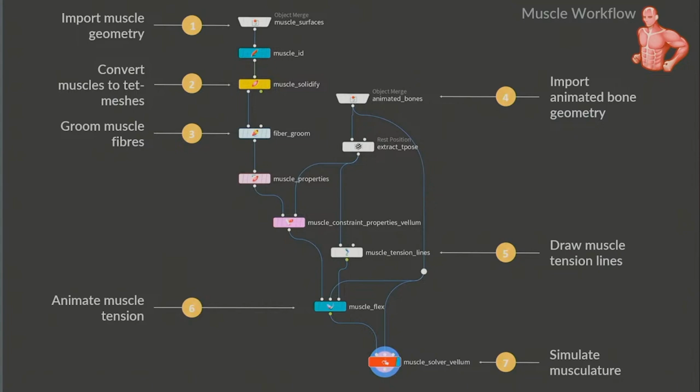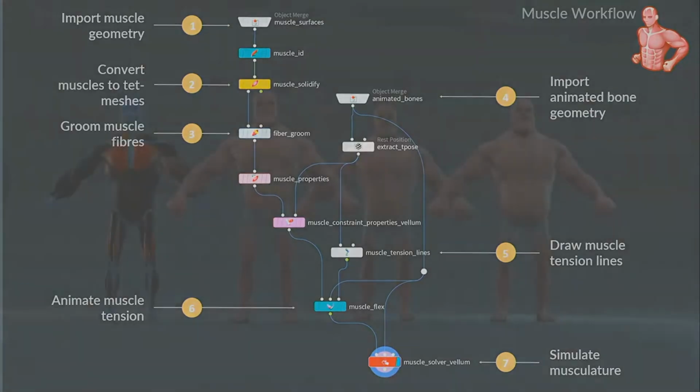The muscle solver, the tissue solver, and the skin solver all use vellum. So, once again, you're leveraging the power of your GPU to increase the speeds of your simulation.